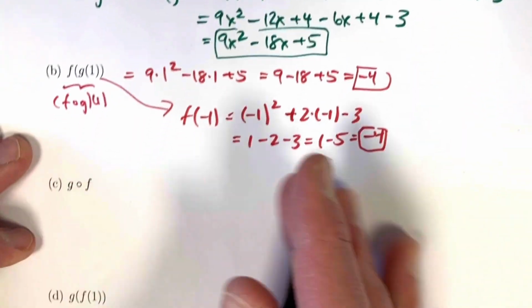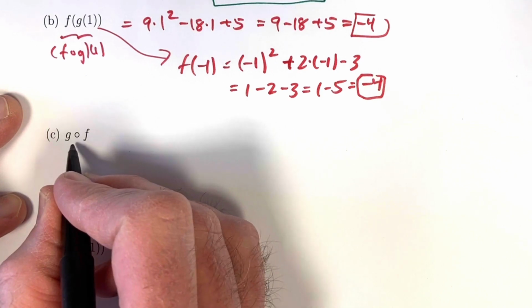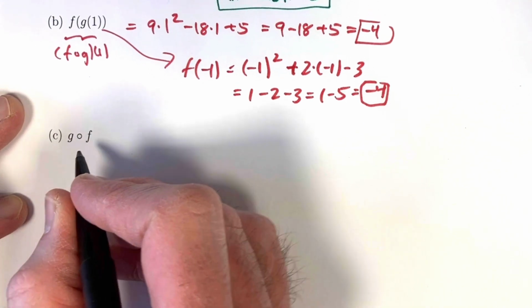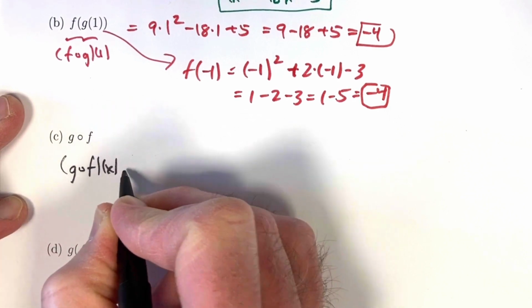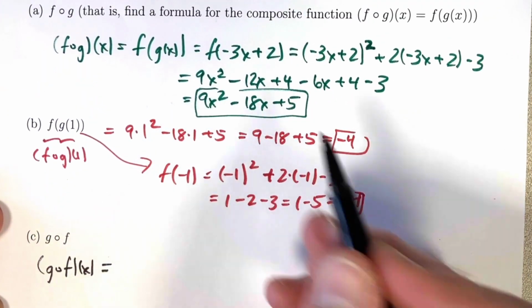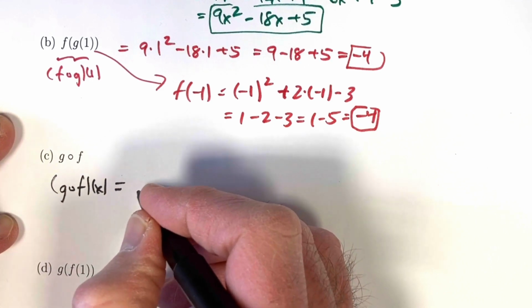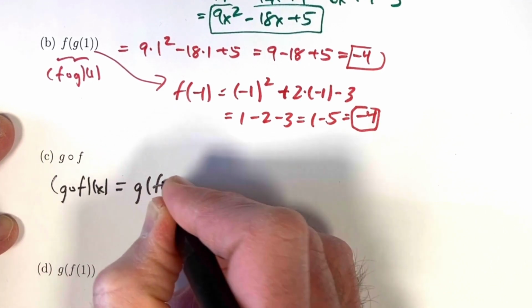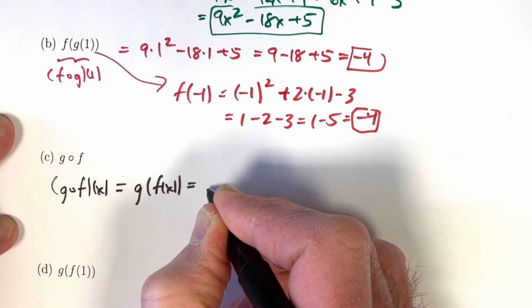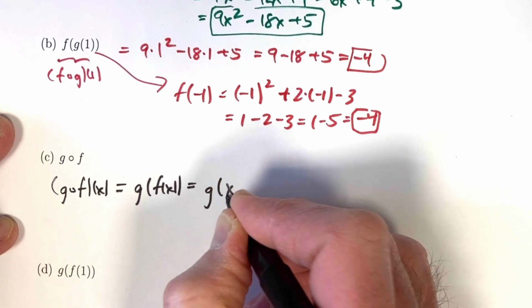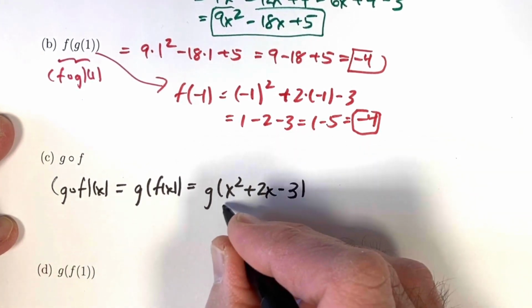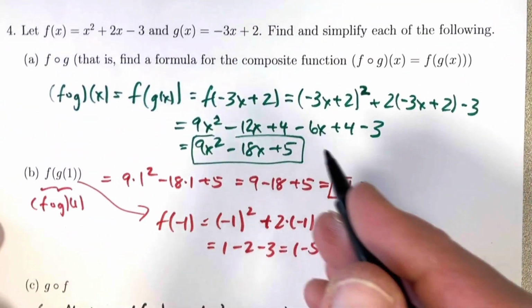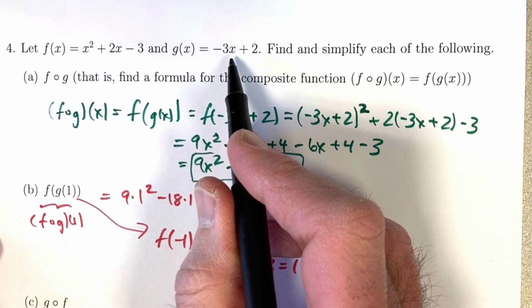Part C says find g of f, g circle f, or g compose f. G circle f of x. You might think, okay, I'm going to get the same answer as part A, I guess, right? Well, let's just see what happens. That's by definition g of f of x. Replace f with its formula, which is x squared plus 2x minus 3. And yeah, that entire expression gets plugged into g right there in place of the x.